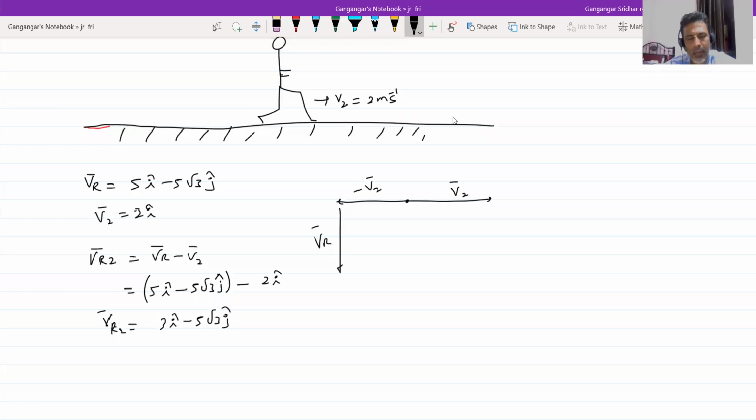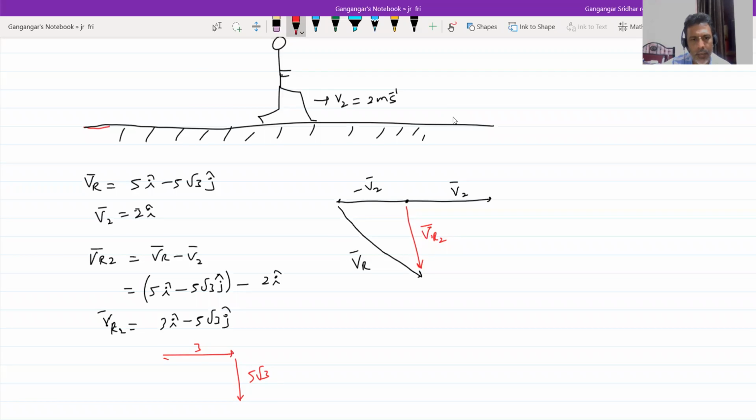So 3 i cap minus 5 root 3 j cap. Sorry, this is the velocity of rain in this direction. So look at the resultant. The resultant is somewhere like this, no? VR2 bar. How to calculate that angle? So this will be 3 and this will be 5 root 3. So what about the angle made by VR2?